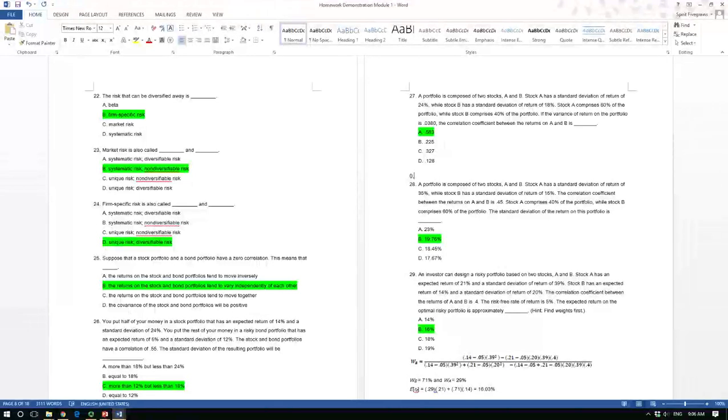So 0.038 equals weight 0.6 squared times 24% squared, plus 0.4, W2, squared times sigma 2 squared, which is 18% squared, and plus 2 times W1 W2 sigma 1, 24%, and sigma 2, and the last item, this rho, the correlation coefficient.